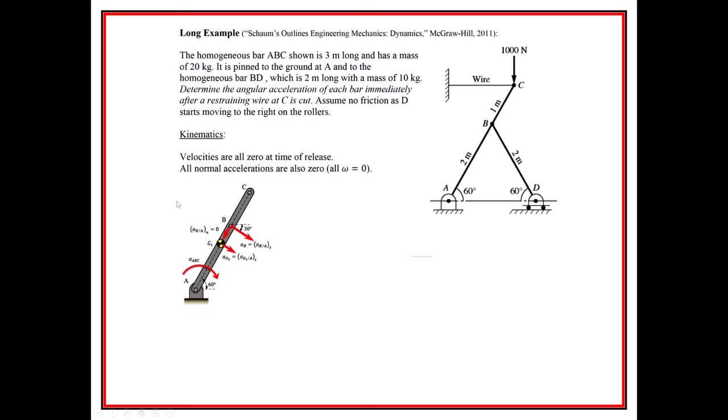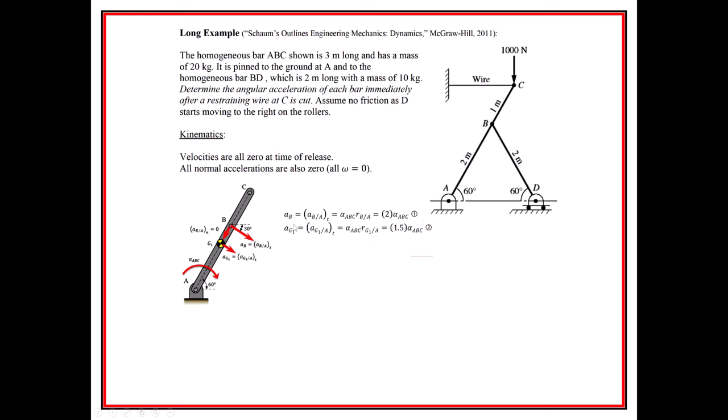So I already have this written out. We first do the kinematics. We know that all the velocity is 0 at the time of release, so there are no normal accelerations, excuse me, because the omegas are all 0. I do a little kinematics here, and I set up what the accelerations are going to be, the relationships. We do want to know the acceleration at the center of gravity of each of the parts. That's going to be kind of key to how these work.